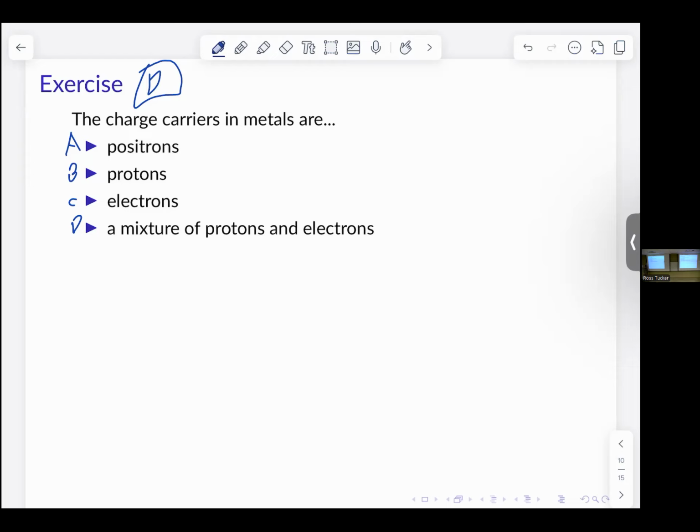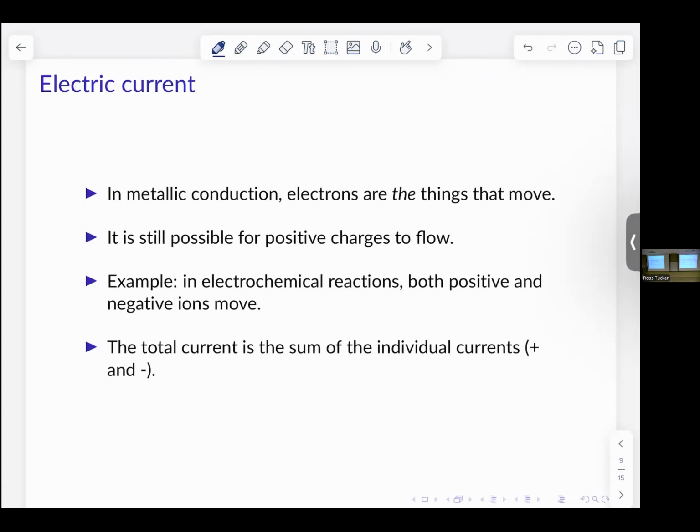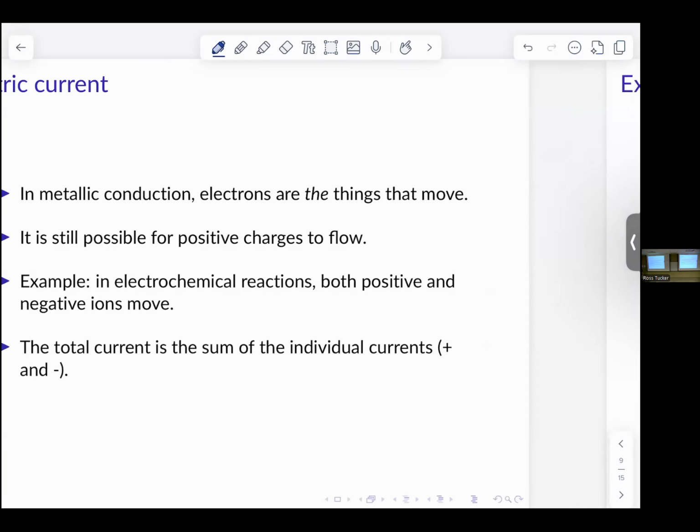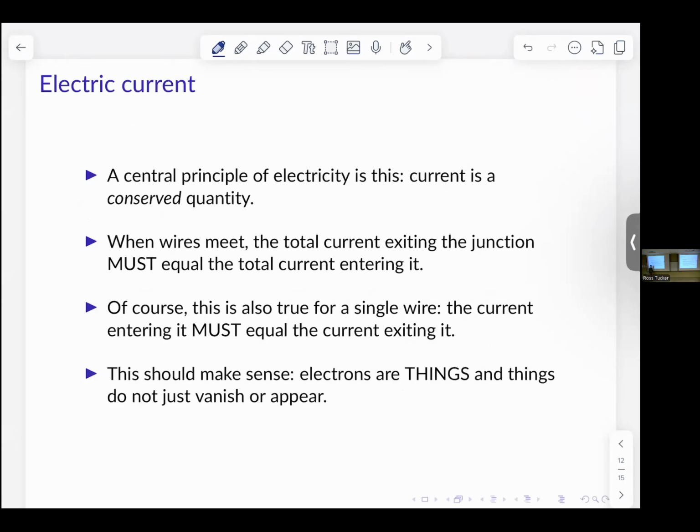The answer is C. That's correcto. In metallic conduction, what carries the current? It's electrons. Again, other things are possible, but what we're going to talk about for the vast majority of the time is that. Great. That's what current is.